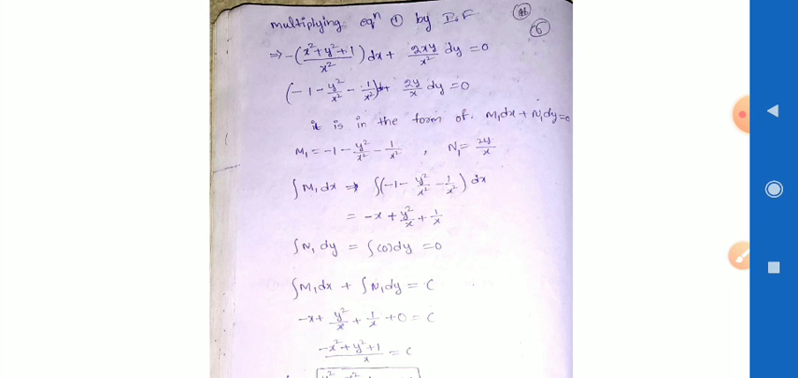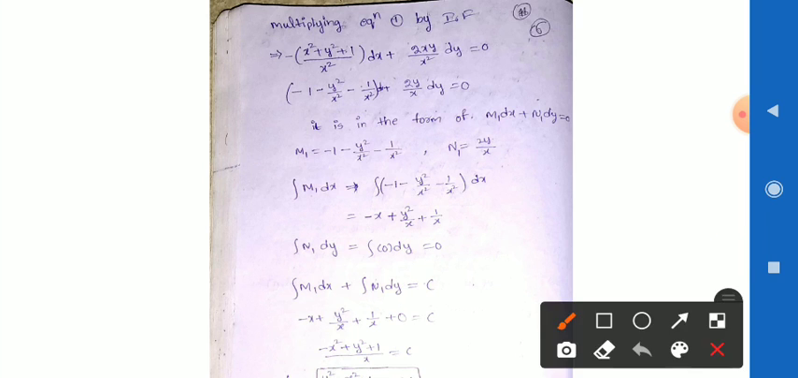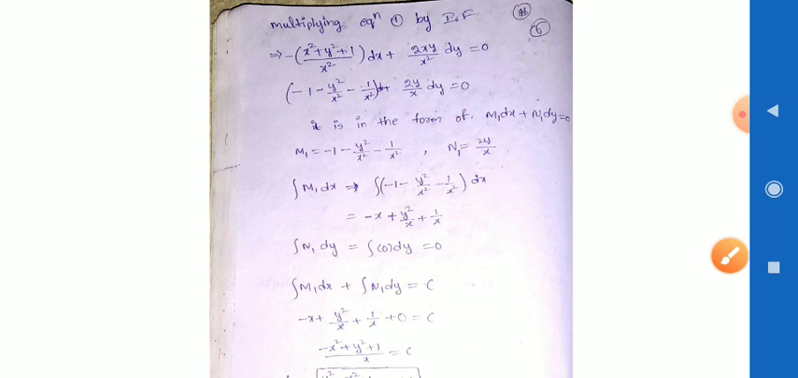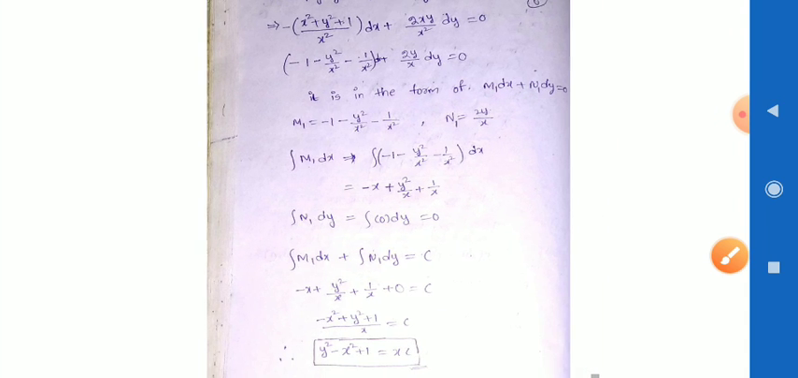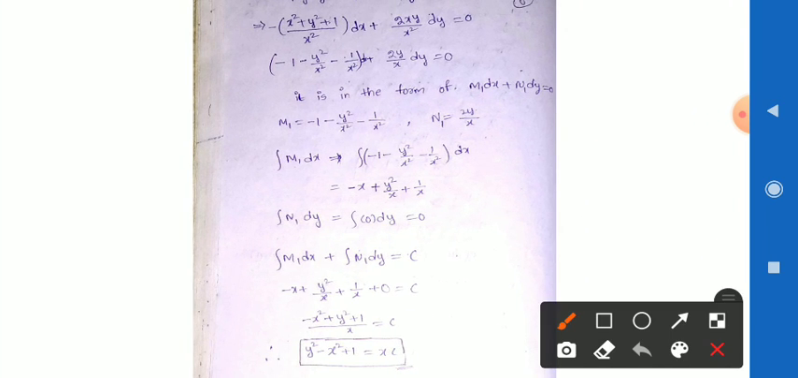By comparing ∂M1/∂y and ∂N1/∂x, we find they are equal. Therefore we can conclude that M1 dx + N1 dy is said to be an exact differential equation. Then for the exact differential equation, we have the formula.